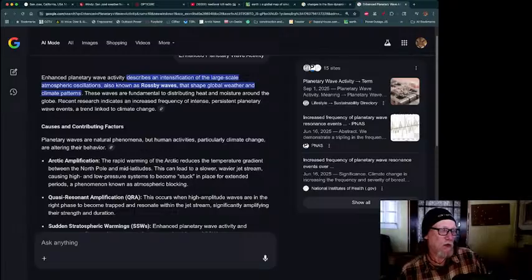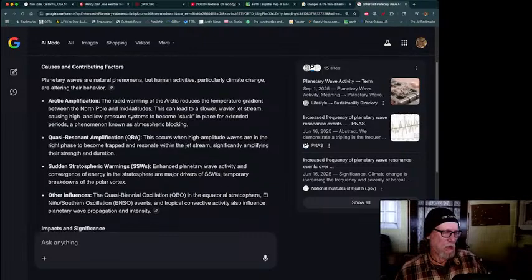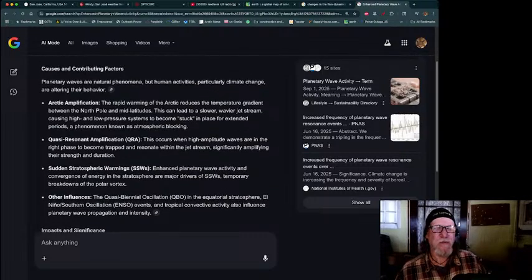Causes and contributing factors. Okay, here's what's causing the changes in the Rossby waves and the distribution of heat and moisture around the globe. Let's just take a look, shall we? They've got 4 bullet points. These AI summaries always have 4 or 5 bullet points. It's actually really helpful.